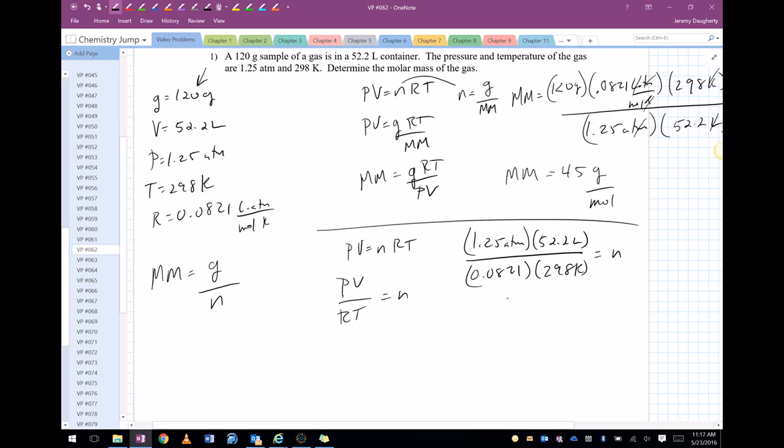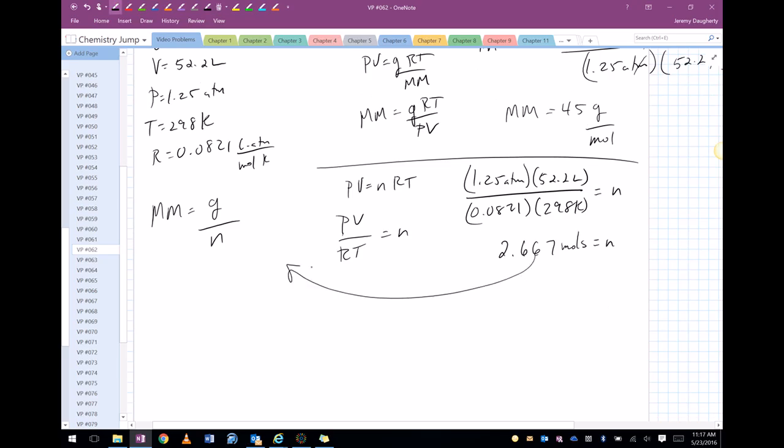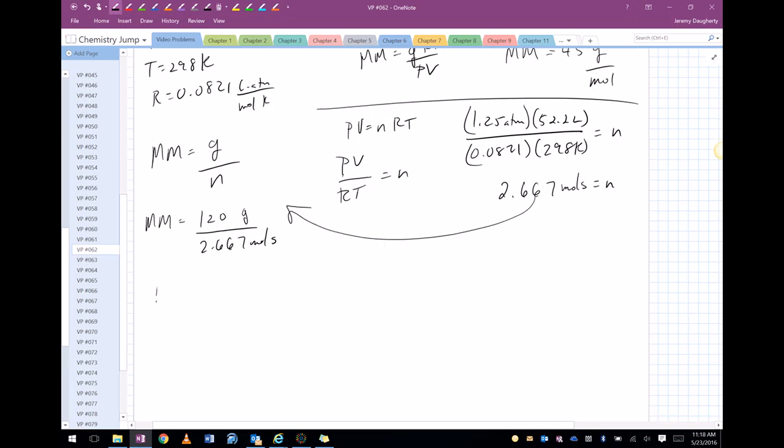So I get a value for my moles of 2.667, and I'm going to leave all of those digits because this isn't my final answer. Then I'm going to plug that over here. So molar mass is equal to 120 grams divided by 2.667 moles. And I get an answer of 45. Same answer, which it should be.